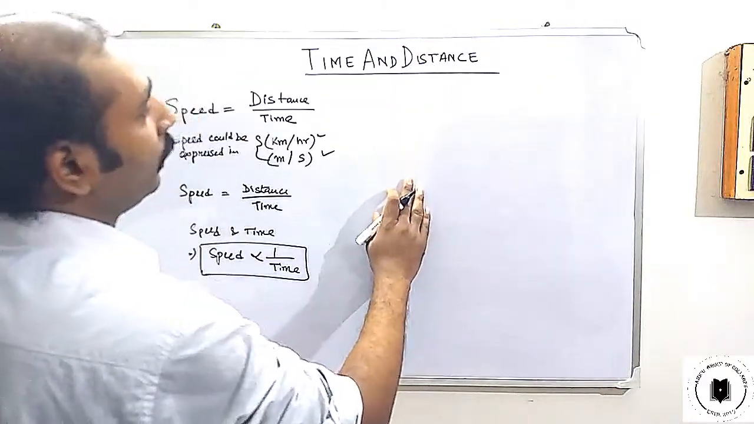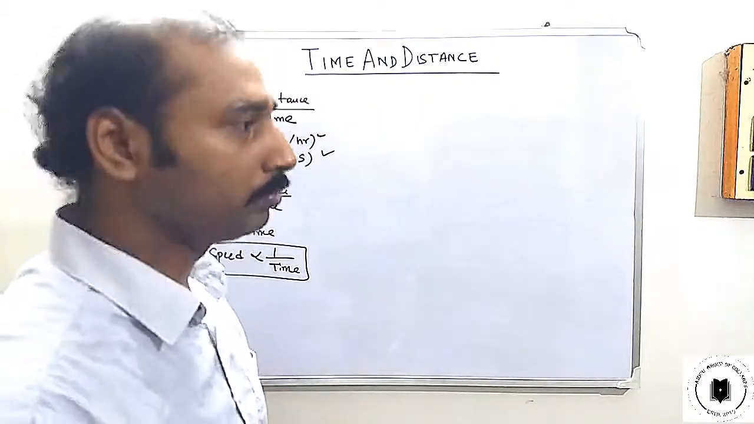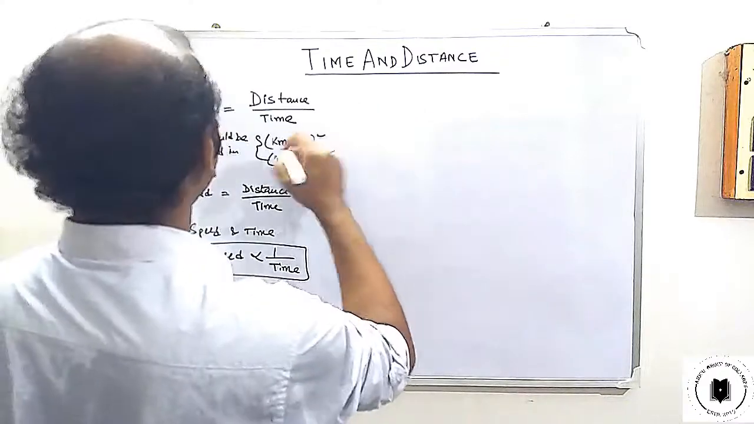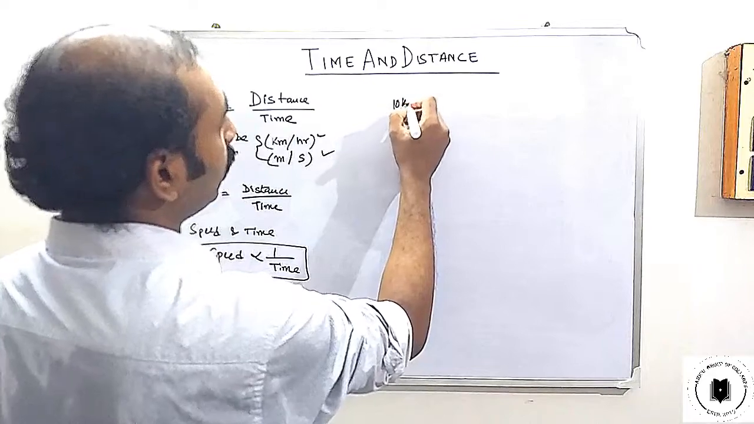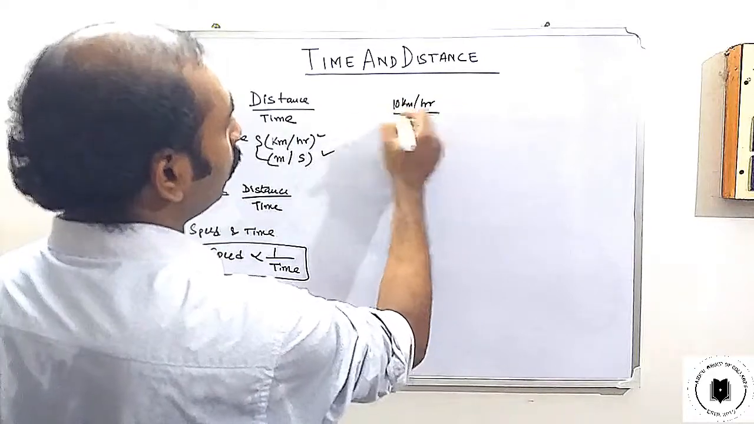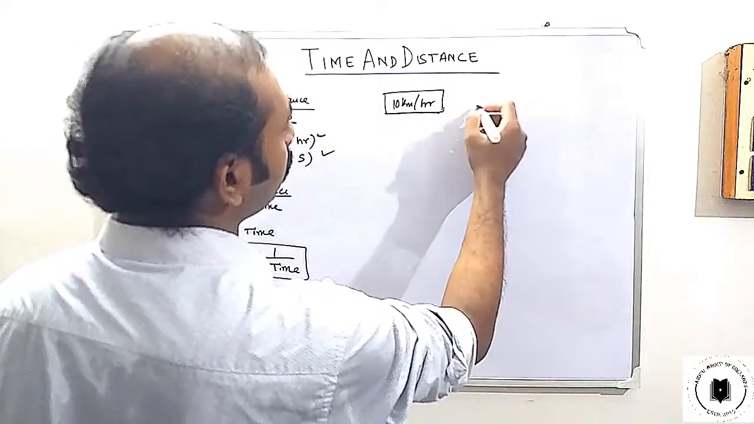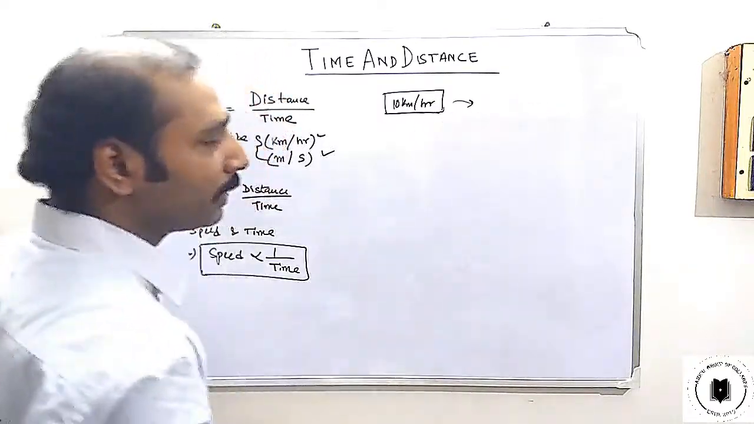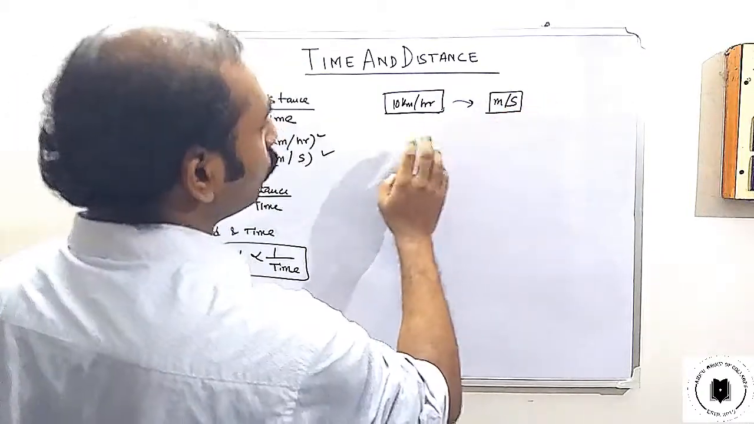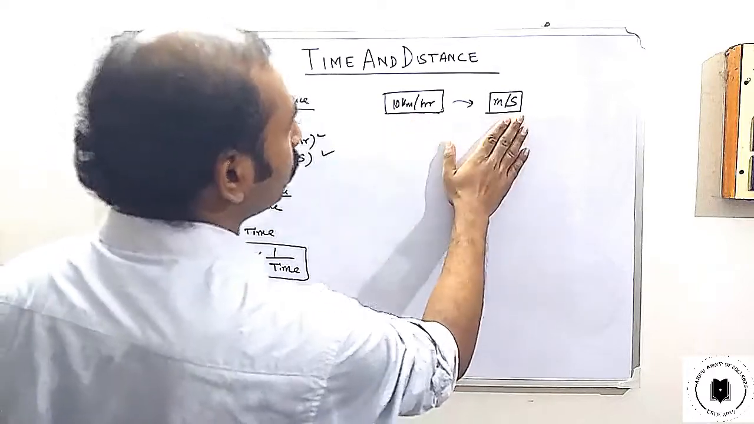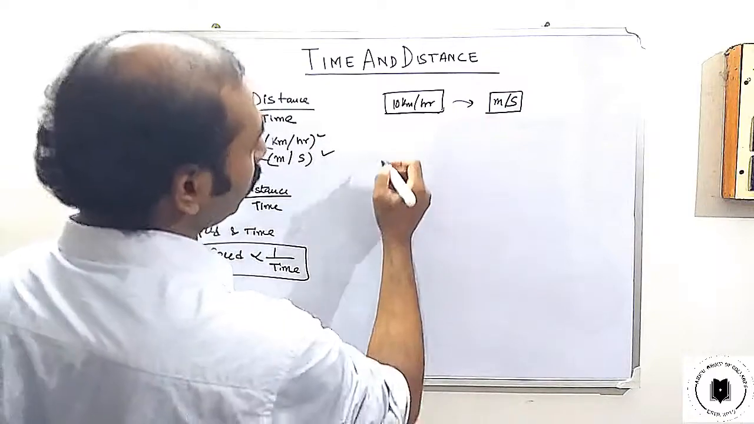Say for example, we have been given a speed of 10 kilometer per hour, and they have demanded the answer in meter per second. To convert this kilometer per hour to meter per second, what we must remember is some basic knowledge. What is that basic knowledge?